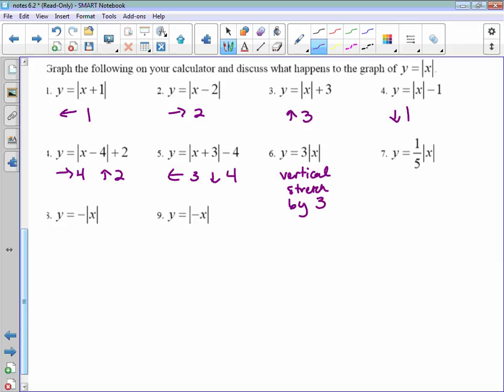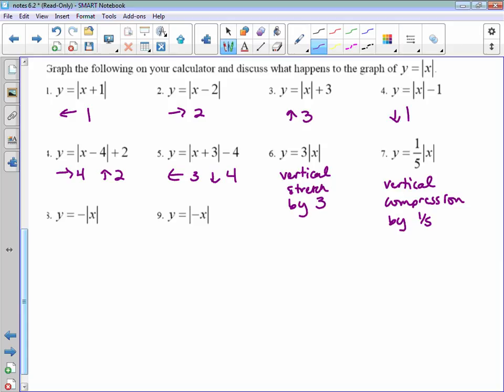Stretch, like it gets taller. Guys, you really do just multiply your y values times 3. That's what happens there. What do you think on 7 then? Sometimes it's called a vertical compression. You're smushing it. It's getting fatter. But again, what you would do on a graph is just multiply the y values by 1/5.